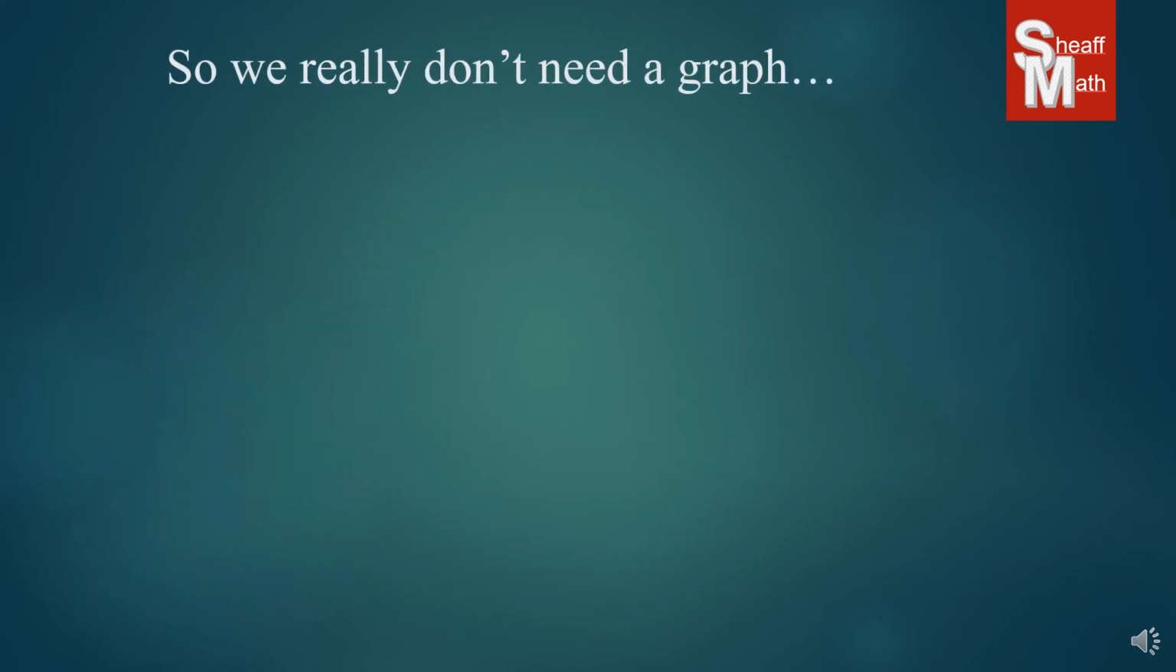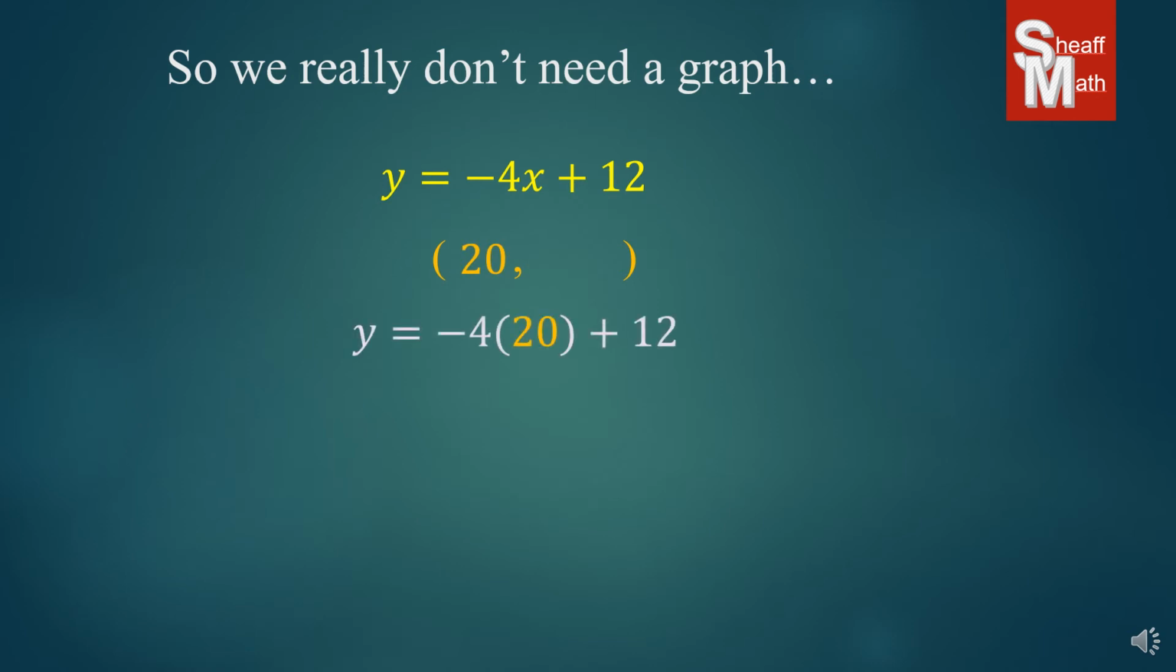Now, what that means is we really don't need a graph in order to find a solution to an equation. I mean, you could graph this, but it might take you a little while to do it. But if you were just asked to find some random solution, all you would have to do is pick some random x. I'll pick 20 for here, and I'm going to substitute that in for my x in the equation.